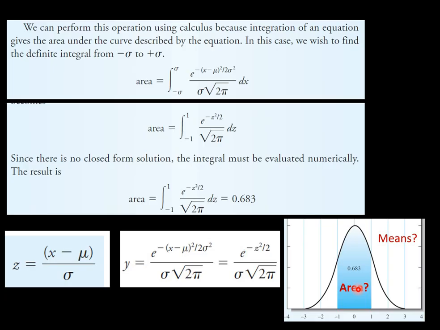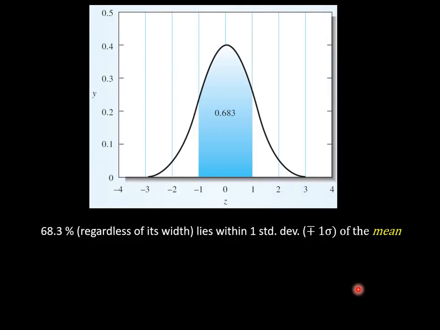Now, what does it mean? Well, first of all, 68.3%, and important is regardless of its width, 68.3% lies within one standard deviation, plus or minus 1, of the mean, right? So plus or minus 1 sigma. That means 1 sigma on either side of the mean.